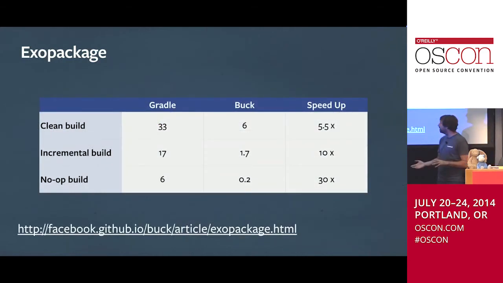To give you an idea of the kind of speed you get out of it, a clean build of a popular Android podcasting application, built using Gradle, 33 seconds. A clean build using Buck, 6 seconds. So that's 5 times speed up. An incremental build where you just make one change and you push it to the device, 17 seconds to, that's not a typo, 1.7 seconds. It is literally 10 times faster. And the no-op build, because we're using a daemon to watch the operating system, almost instantaneous. It's a fantastic piece of kit.